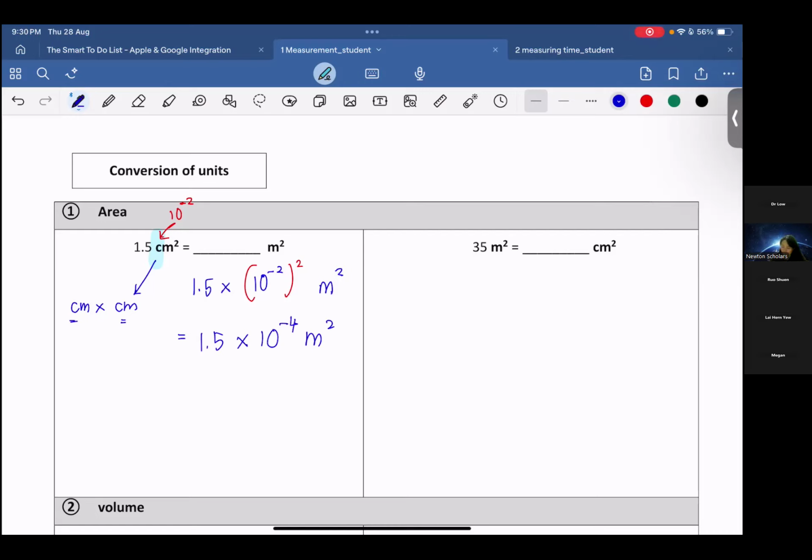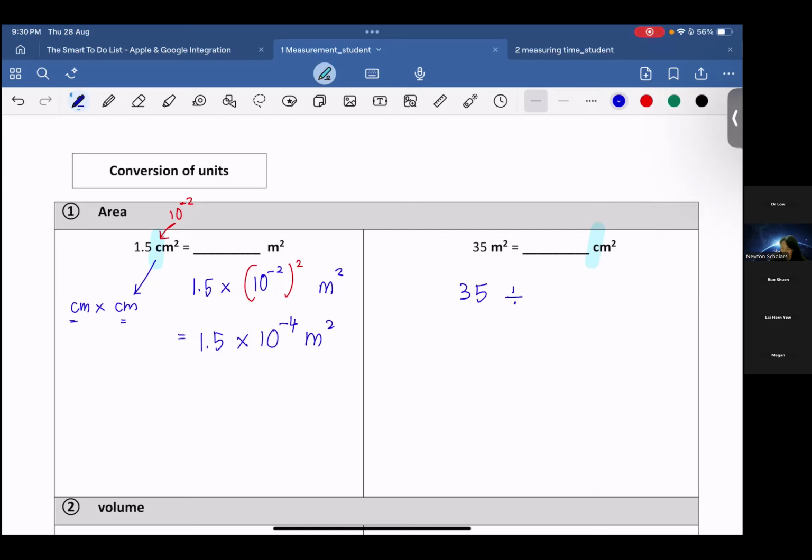Okay, let's look at part B, another example. 35 meters square to cm square. Here, C is the prefix. Now it's a conversion from non-prefix to prefix, so the opposite way, I should use divide.